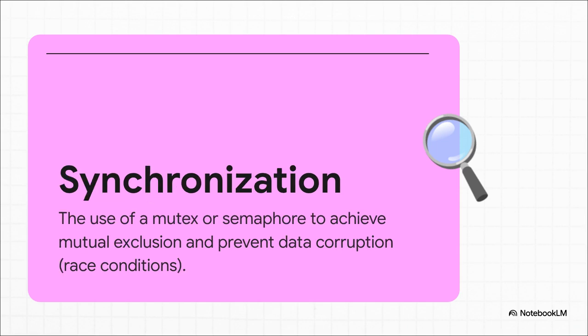And finally, synchronization. Imagine two citizens trying to edit the same public document at the exact same time. It would be chaos. To prevent this, the OS uses tools like a mutex, which stands for mutual exclusion. A mutex is like a key to a room. Only the thread holding the key can go inside, preventing a race condition where data gets all messed up.